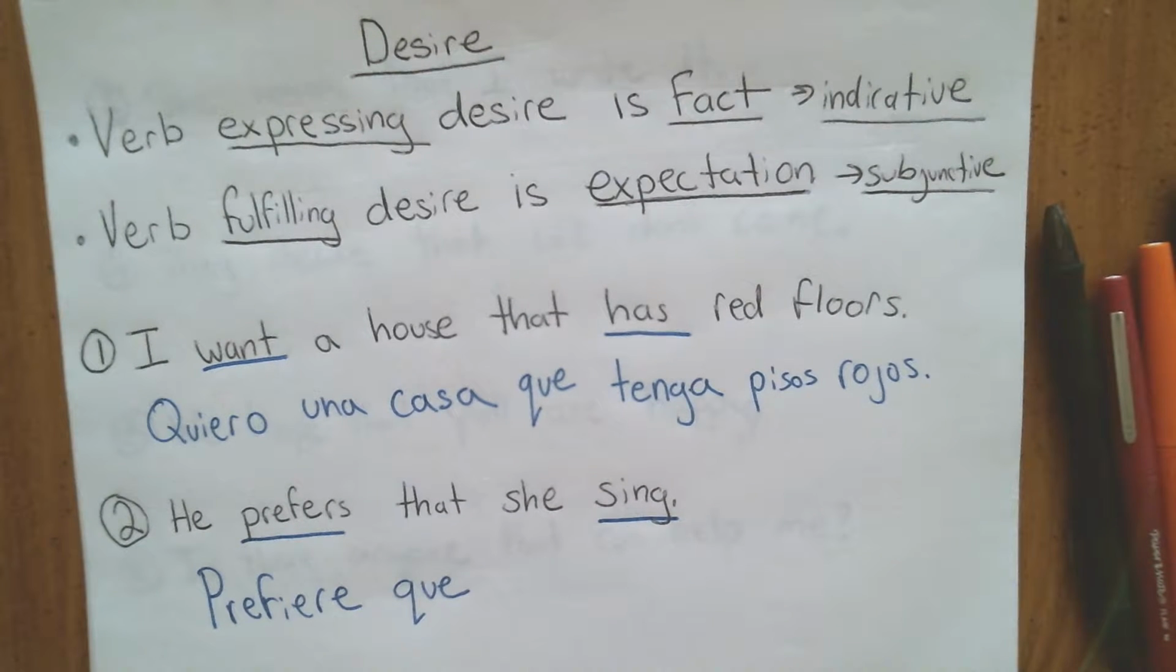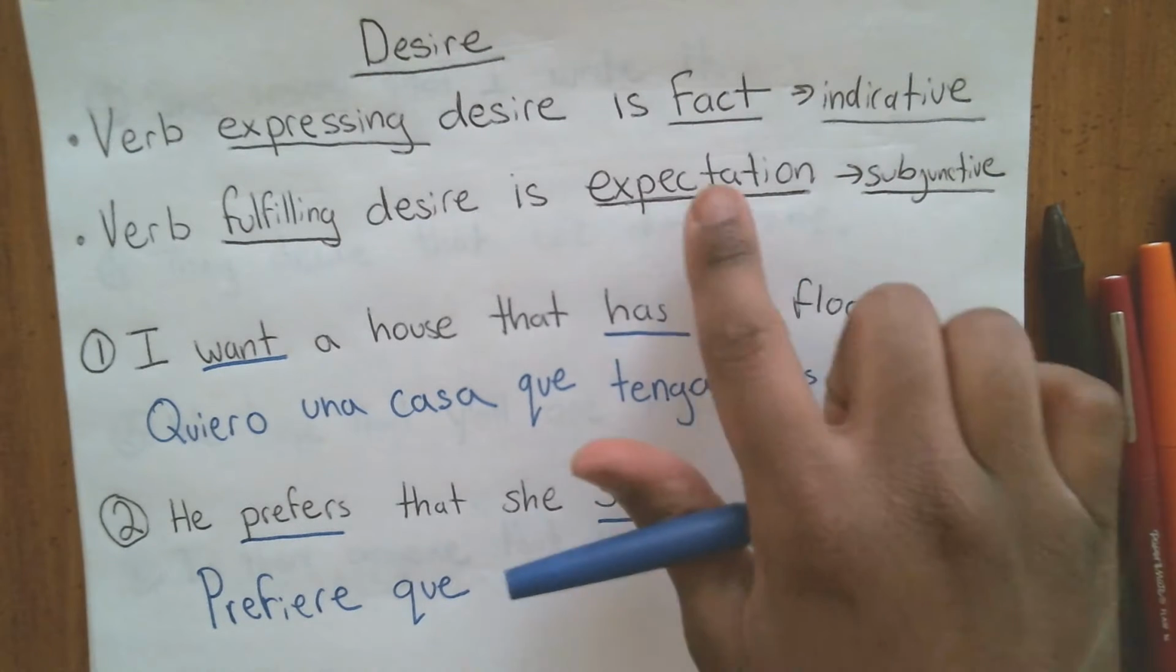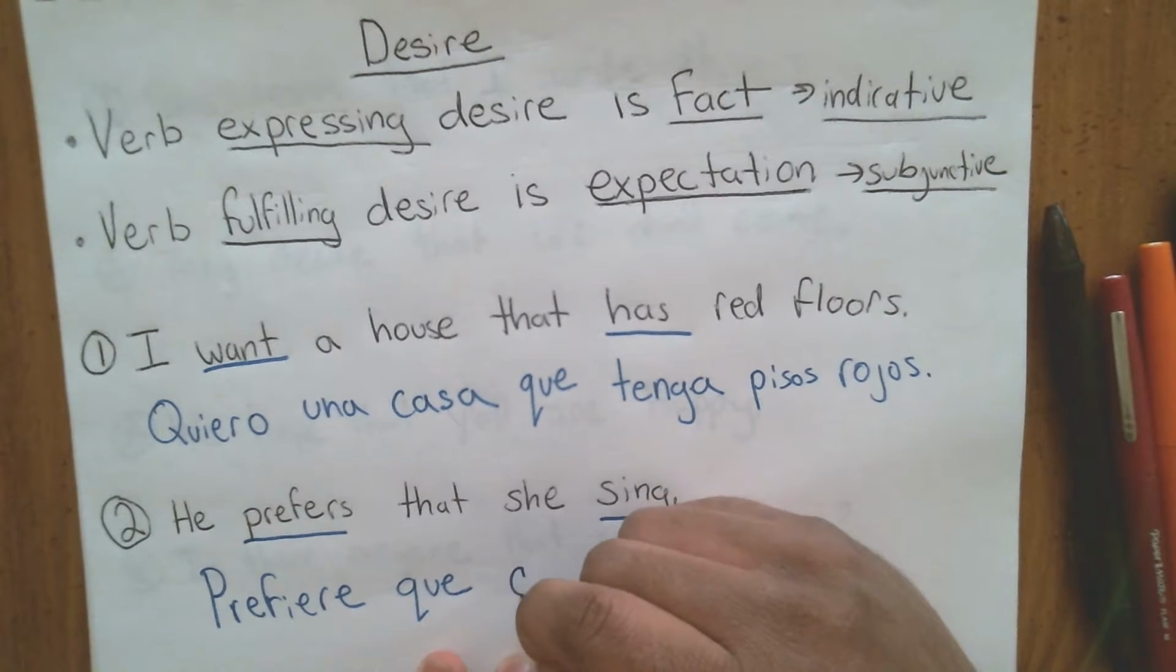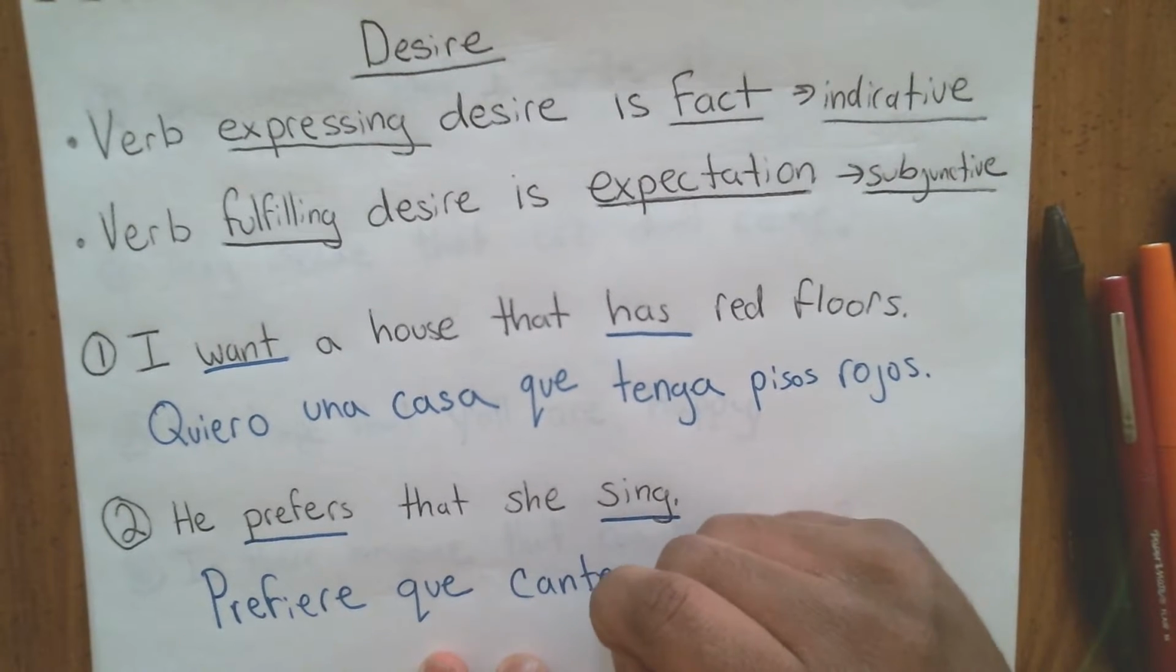Ask yourself, is she actually singing right now, or does he just want her to sing? If he wants her to sing, but she's not actually doing it right now, that's an expectation. And that's why we use the subjunctive for the expectation verb in the sentence. So you would take the verb cantar and you would just swap out the A for an E, and it would just be cante. Okay?